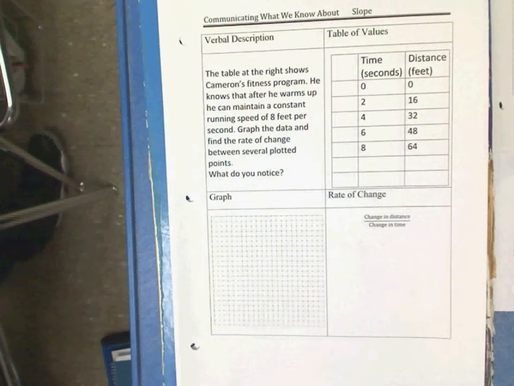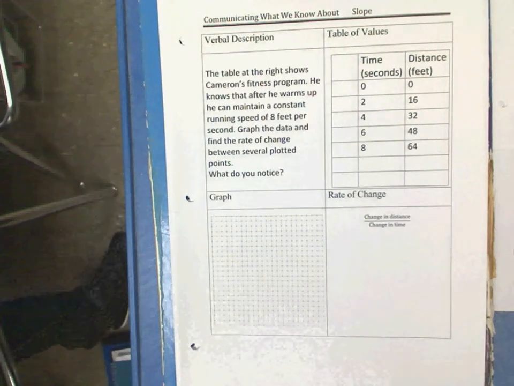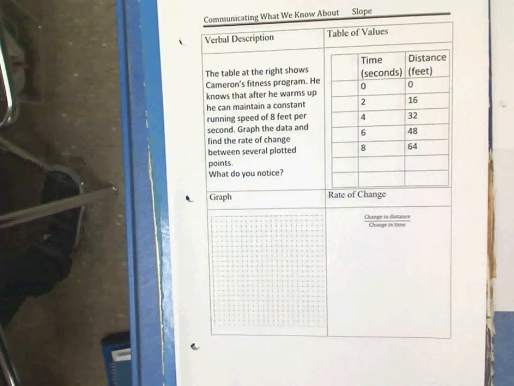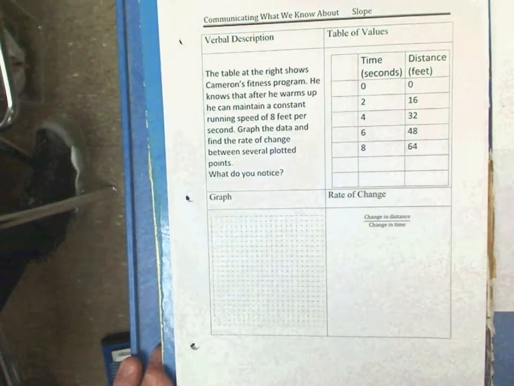They've already given us all this information. They filled out the table for us and everything. So they've got a table, they give us the amount of time, they give us the amount of feet that Cameron is running, and all we've got to do is graph it. So that's the first thing we're going to do, we're going to graph it.